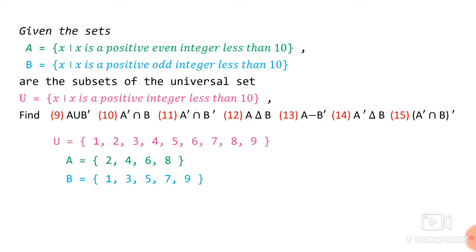Now we have to find out A union B complement, A complement intersection B, A complement intersection B complement, A symmetric difference B, A difference B complement, A complement symmetric difference B, A complement intersection B whole complement. And also we have to draw the Venn diagrams of question number 9 to question number 15. Okay, let us start solving.